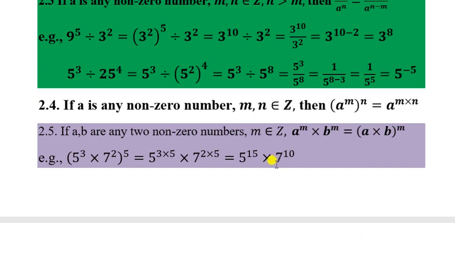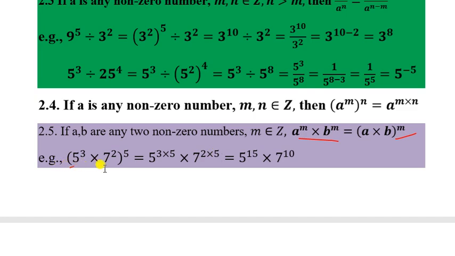This is law 5. Now the next law, that is a to the power m into b to the power n. Now the bases are different but the exponents are the same. For this kind of case you can write the bases in the first bracket and the exponent you can write completely outside.